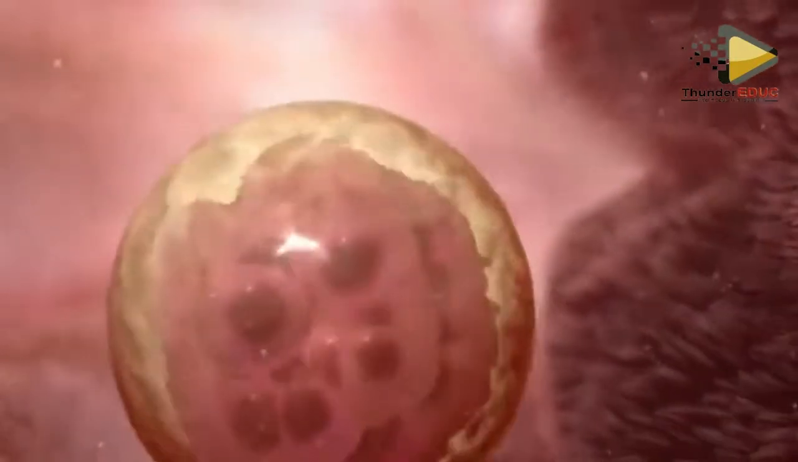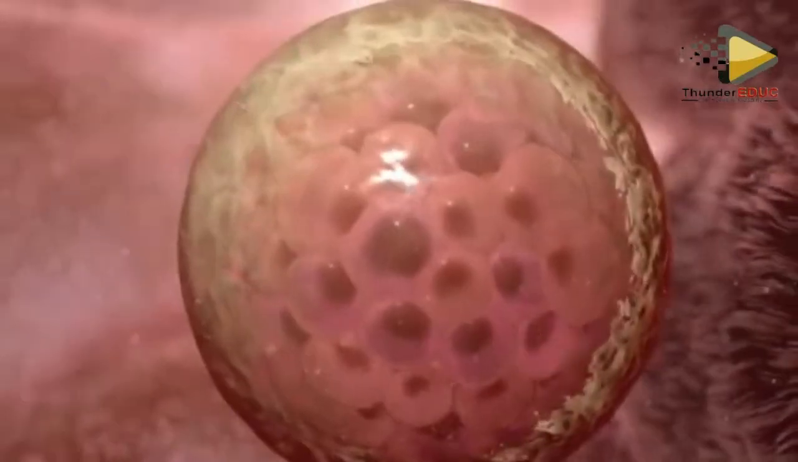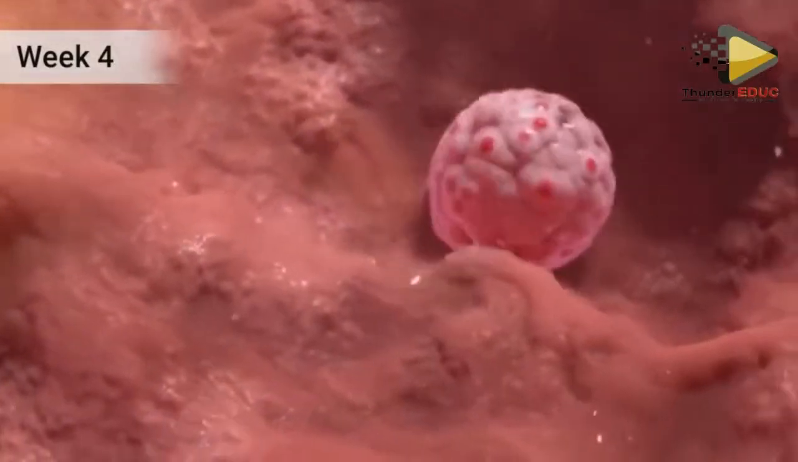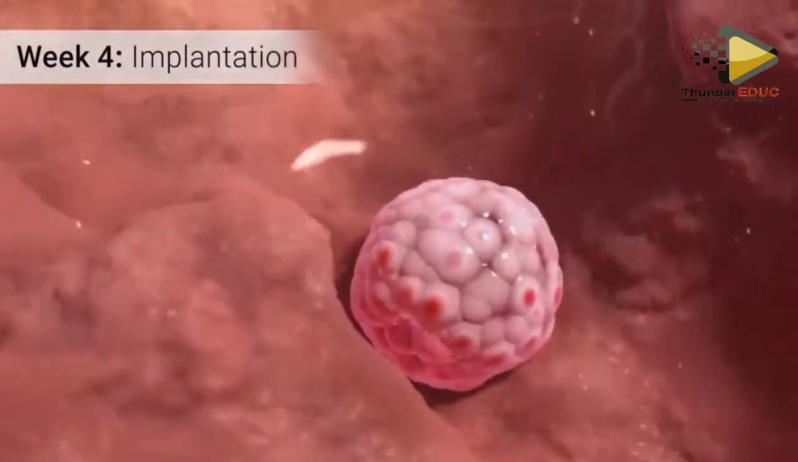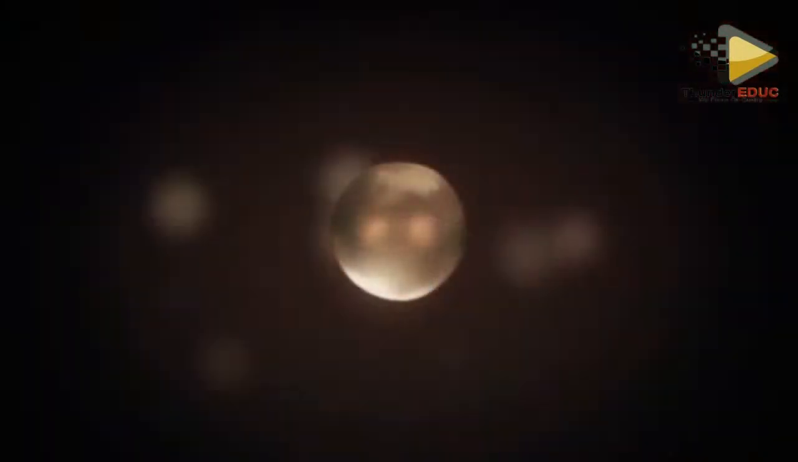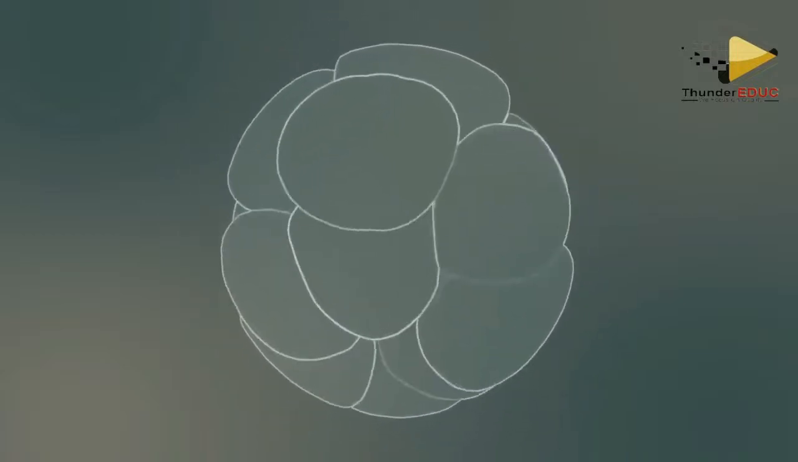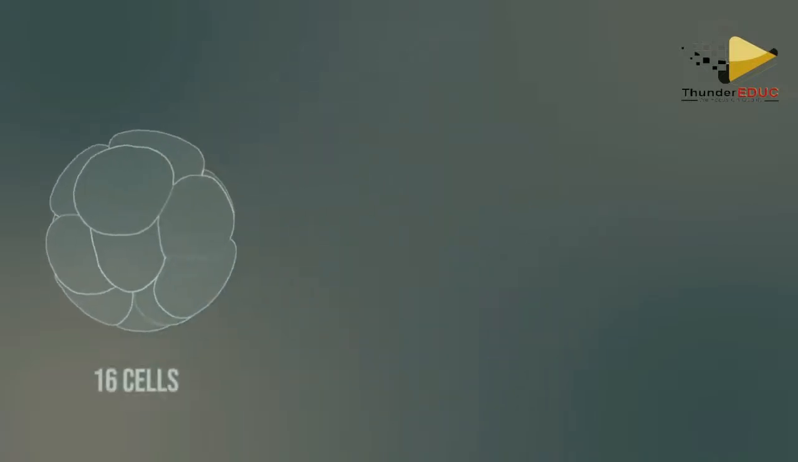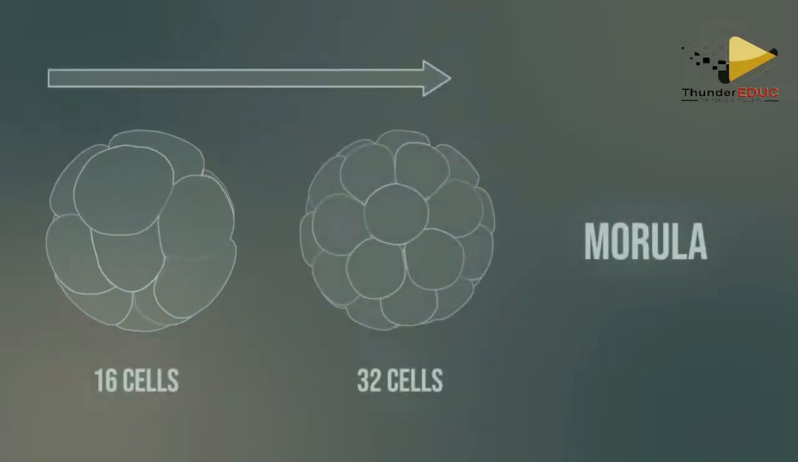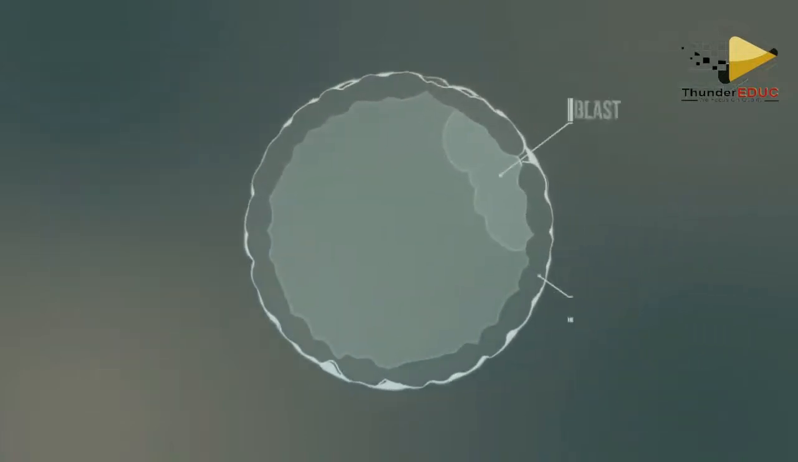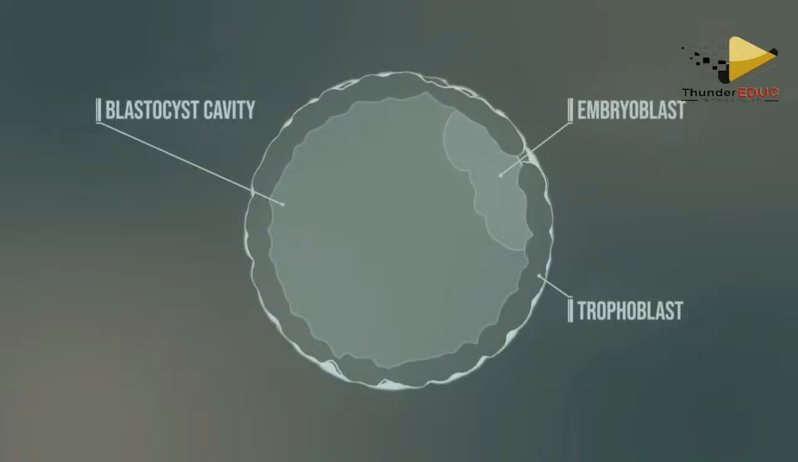It becomes a zygote, which divides by mitosis to form a ball of cells called morula, and then later forms a blastula. It is the blastula which is used for implantation.